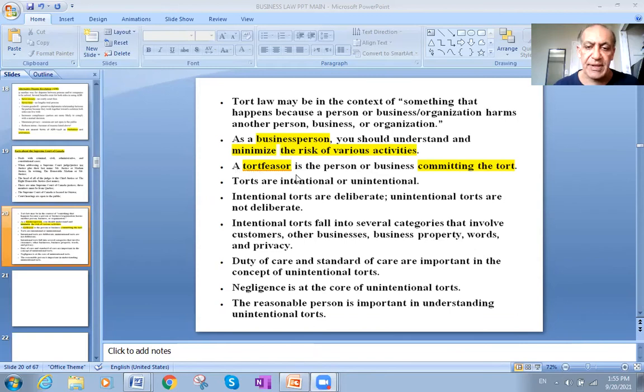A tortfeasor is the person or business committing a tort. That is the person who is committing a tort.